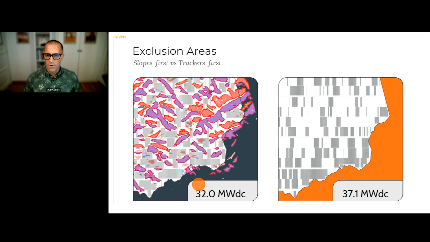Now, here's a different approach that we took. We actually disregarded all of the slopes, placed all of the trackers across the site, and then went back and analyzed the trackers that were going to exceed those slopes and removed them from the design. We got a pretty substantial bump in that approach, 37.1 compared to 32.0. And the real takeaway here is that it's not actually about the tracker.